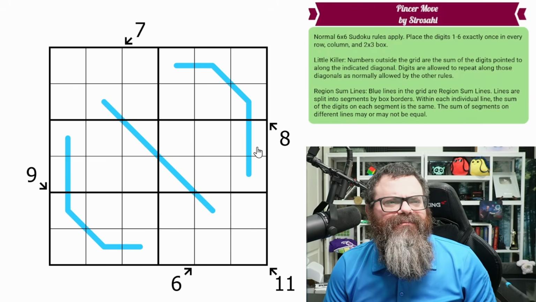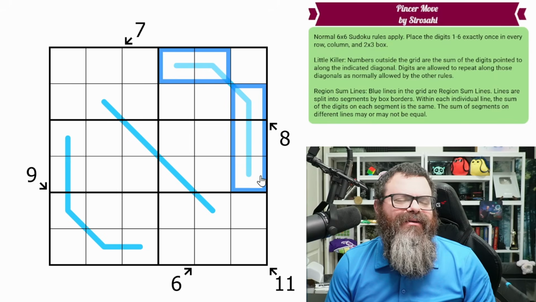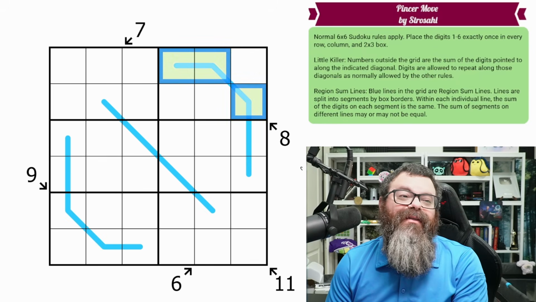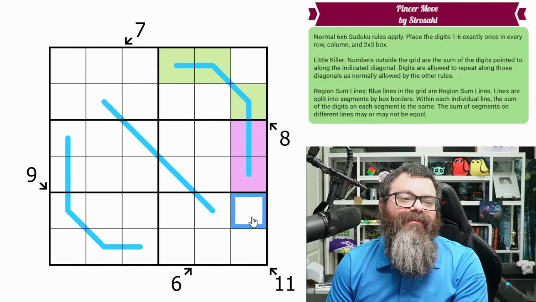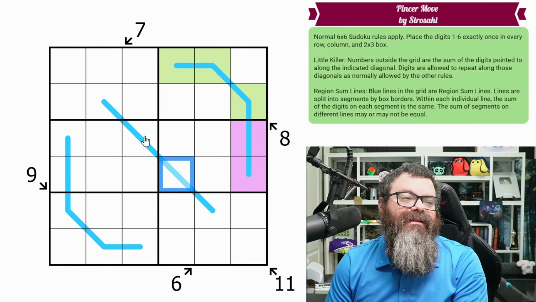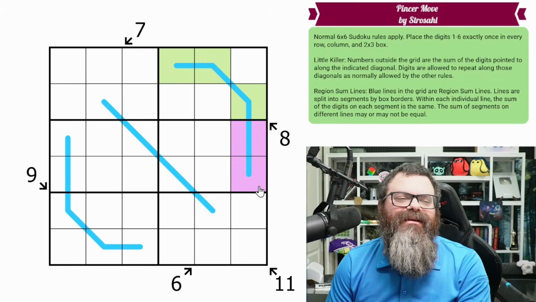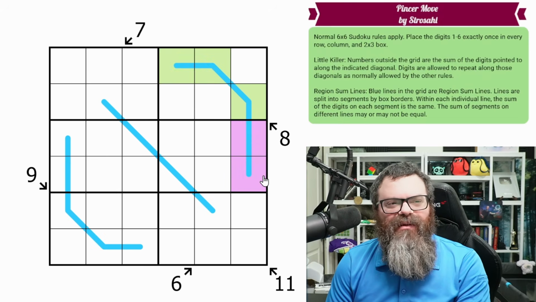All right. In addition to that, we have these blue lines in the grid. What you do is you segment the line based on where they cross these bold boundaries between boxes. So we could call this, say, the green segment, this the purple segment. This one, it's actually 4 segments because every single time it's crossing a box. But anyway, on the same line, every segment has the same sum.